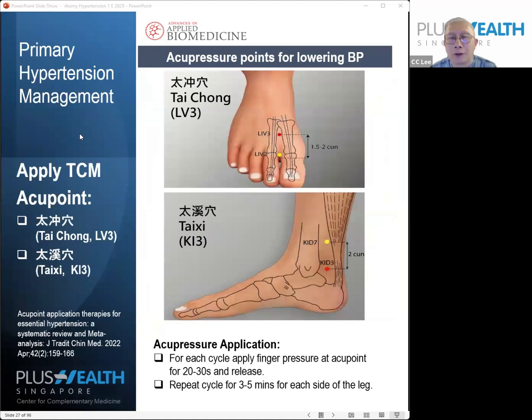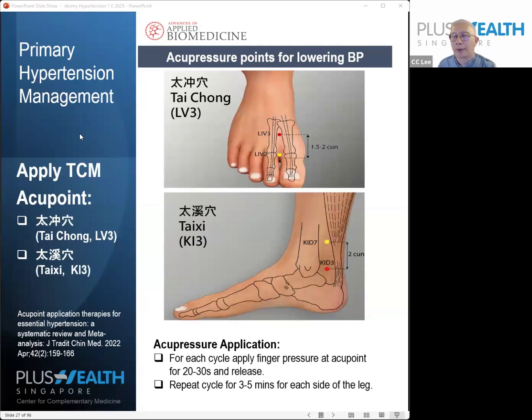Now, just before we go on to the detail of that itself, here I have just a short note. For people who suffer from hypertension, there is actually a TCM acupoint that you can apply to manage it. These are very useful, small tactics that you can apply on yourself. This is a massage that you can do on yourself, right? So there are 2 points.